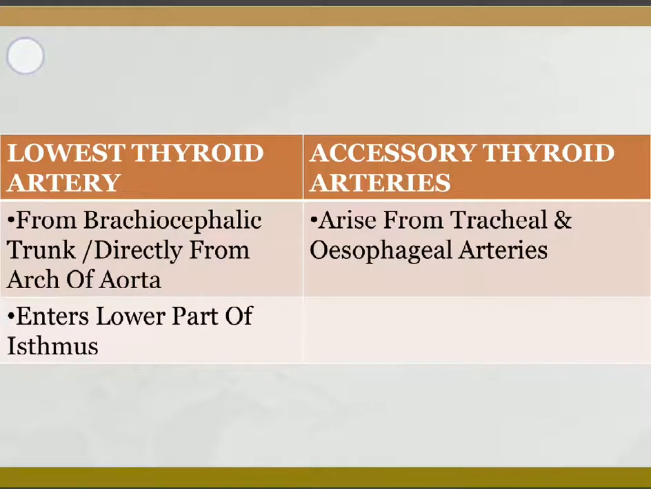Apart from the superior and inferior thyroid artery, the gland is also supplied by the lowest thyroid artery, which arises from the brachiocephalic trunk, or it comes directly from the arch of aorta, and it enters the lower part of the isthmus, and that is why it is known as the lowest thyroid artery. Accessory thyroid arteries arise from the tracheal and esophageal arteries.